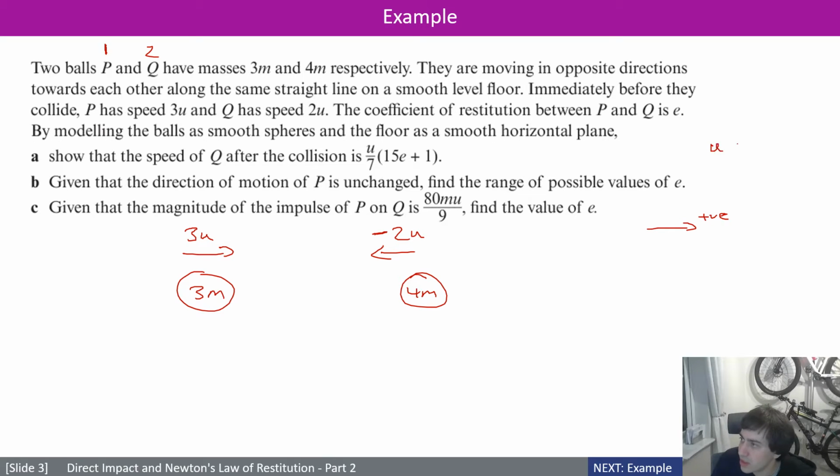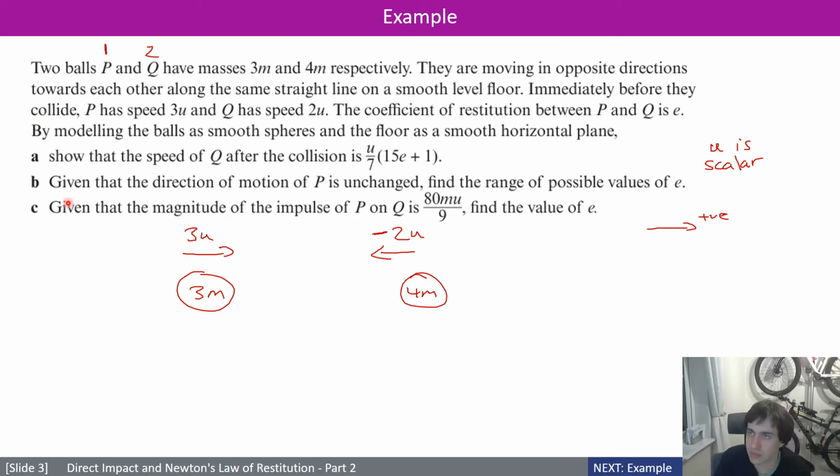So let me just note that down so we don't forget. Okay, u is a scalar, and 3u is the vector which corresponds to P's initial velocity, and minus 2u is the vector which corresponds to Q's initial velocity. The coefficient of restitution is E, but it doesn't tell us what it is. By modelling the balls as smooth spheres and the floor as a smooth horizontal plane, it's assumed they're the same size as well. Show that the speed of Q after the collision is this.